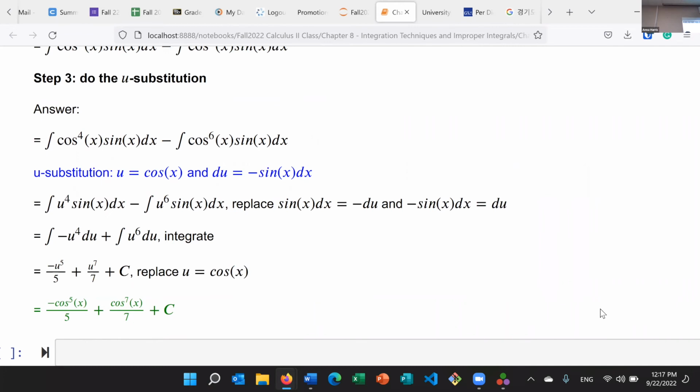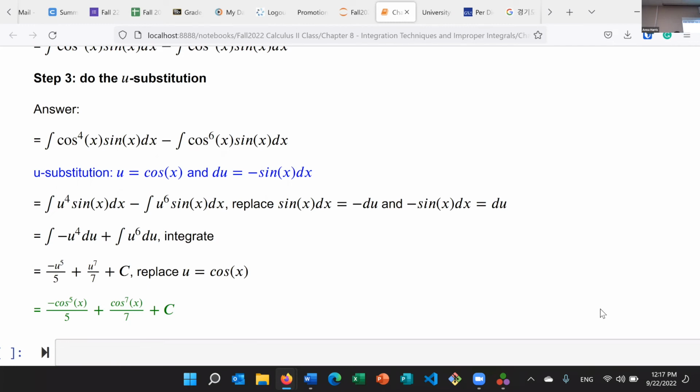Are you following me? Okay. So you got a u to the 5th and sine x dx. So sine x dx is the same as what? Negative du. And negative sine x dx is the same as what? Du. So now, this right here is negative u to the 4 du. This becomes u to the 6 du.